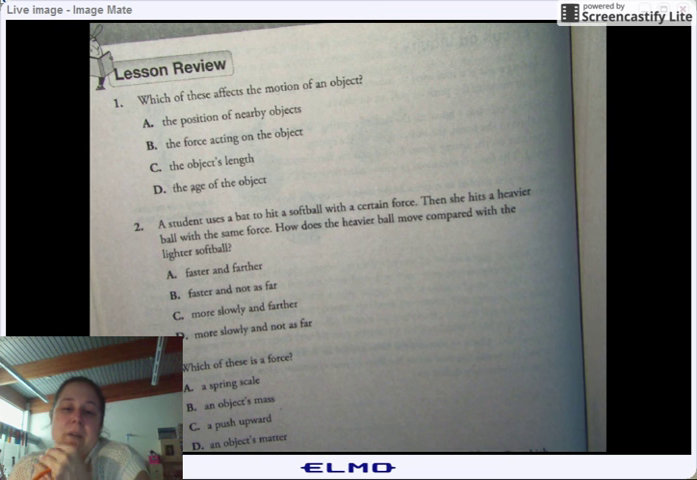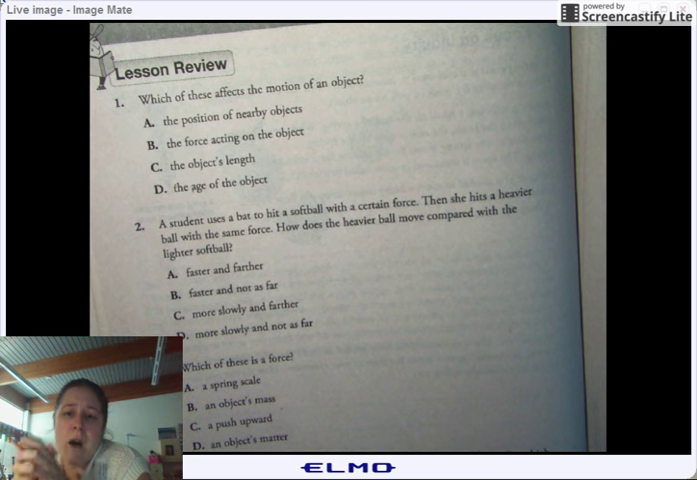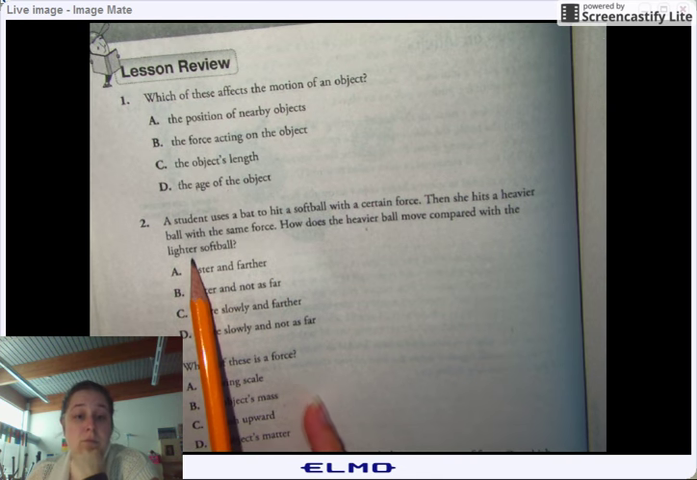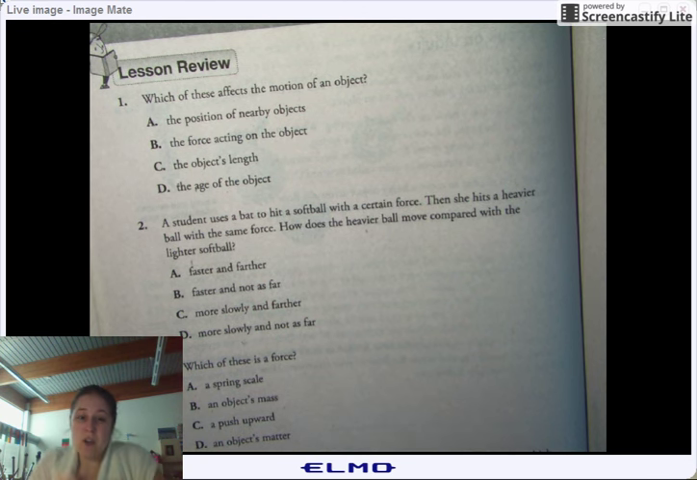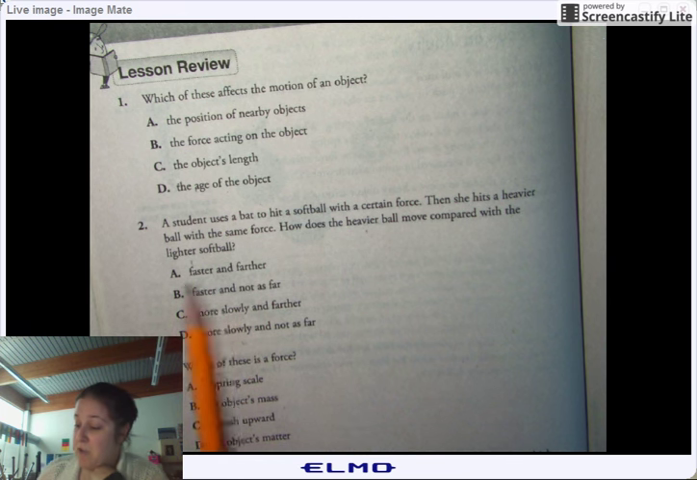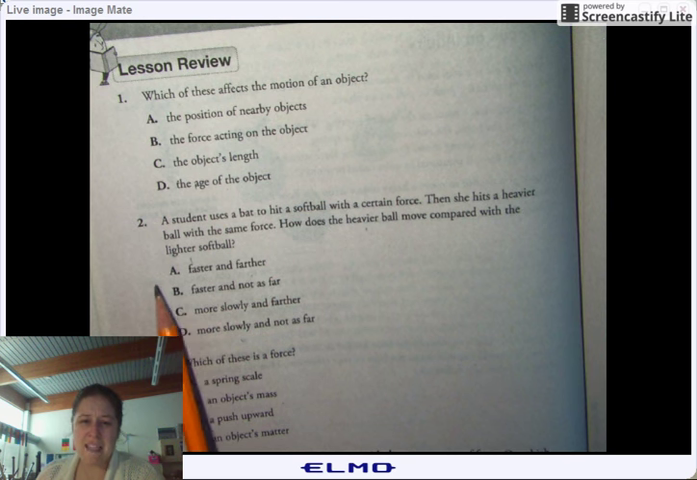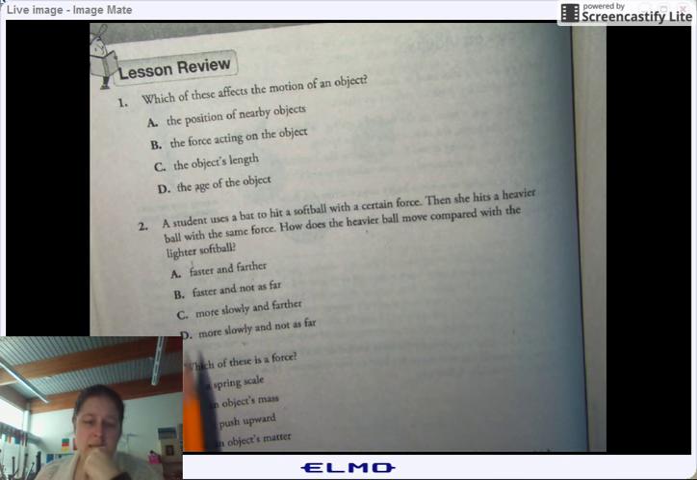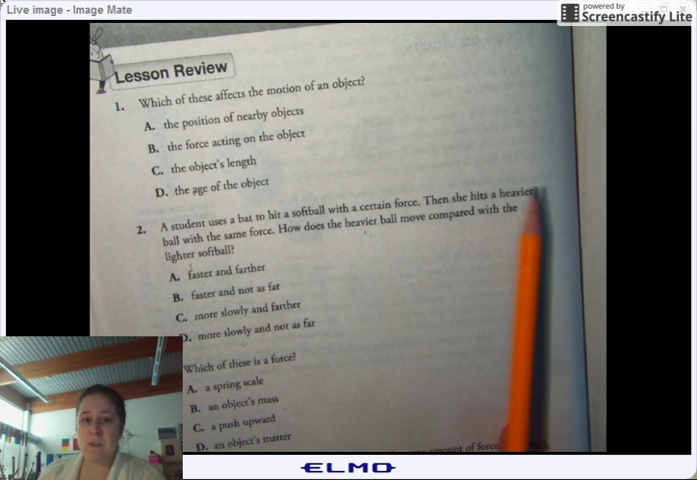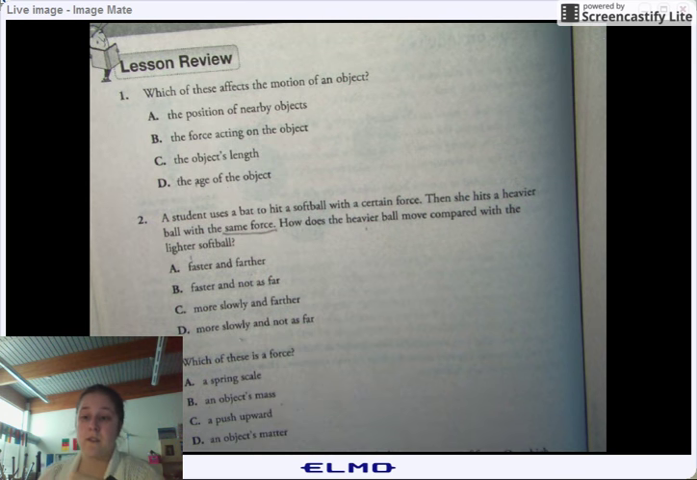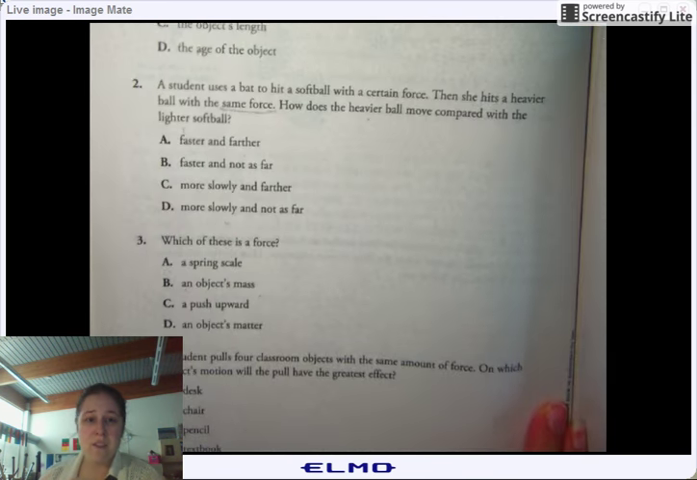A student uses a bat to hit a softball with a certain force. When she hits the heavier ball with the same force, how does the heavier ball move compared to the lighter ball? So you're comparing the heavier ball to the lighter ball. So what you're going to describe first is the heavier ball. Is the heavier ball going to move faster or slower? A, it's going to go faster and farther. B, it's going to go faster but not as far. C, it's going to go more slowly and farther. Or D, more slowly and not as far. Think about the key word here. She hits a heavier ball with the same force. Keyword: same.